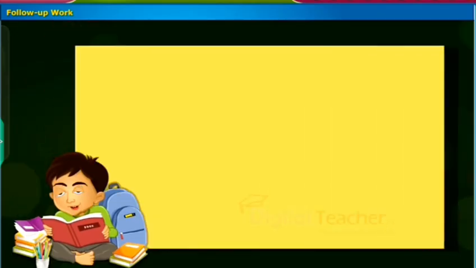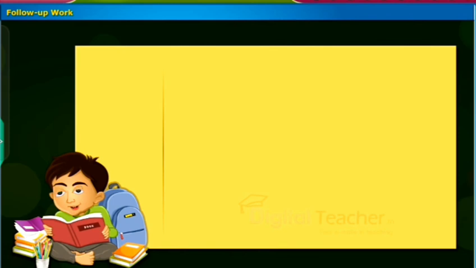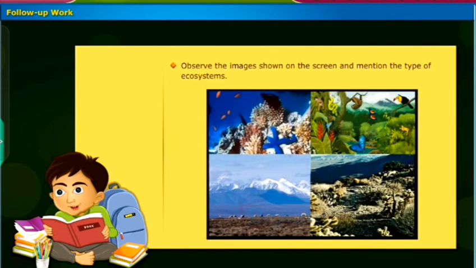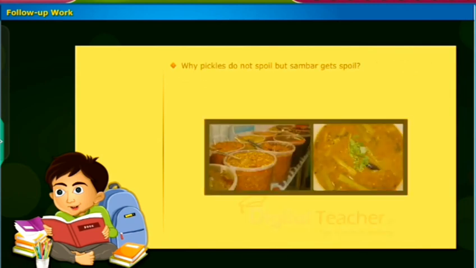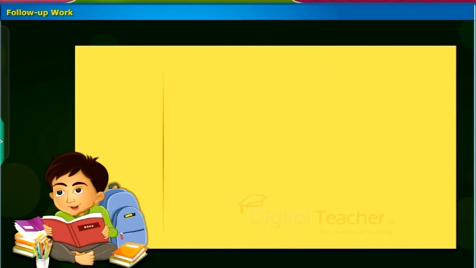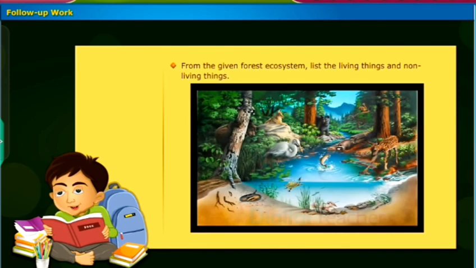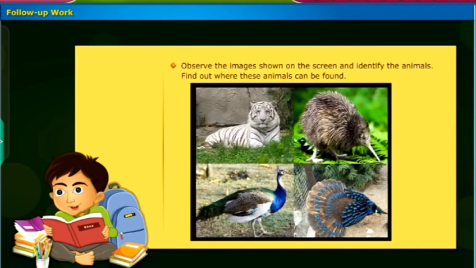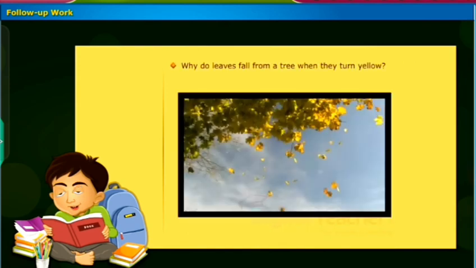Follow-up work. Take up the following activities. Observe the images shown on the screen and mention types of ecosystems. Why do pickles not spoil but sambar gets spoiled? From the given forest ecosystem, list the living things and non-living things. Observe the images shown on the screen and identify the animals. Find out where these animals can be found. Why do leaves fall from a tree when they turn yellow?